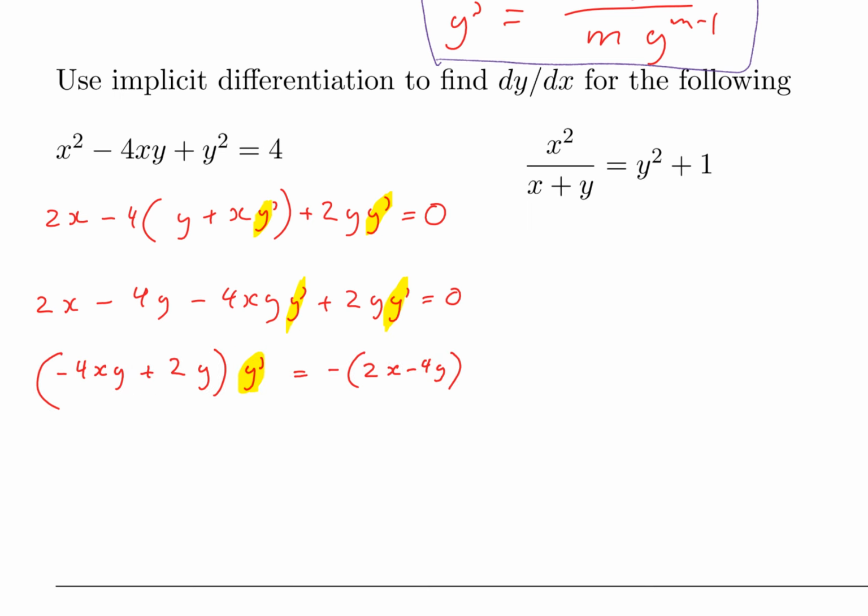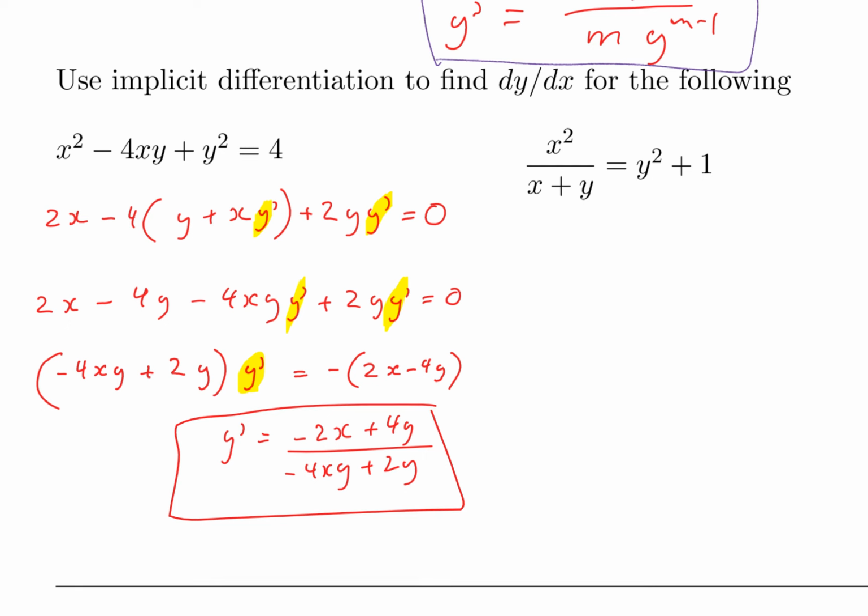For this next problem here, dividing through, we get y prime equals negative. Let's just distribute this negative up here, 2x plus 4y. And so we're dividing by this amount right here. So we have negative 4xy plus 2y, and there we go. That's it. That's the answer right there.